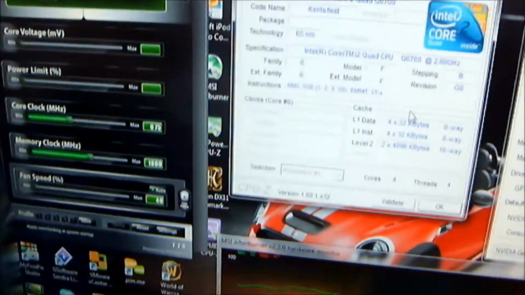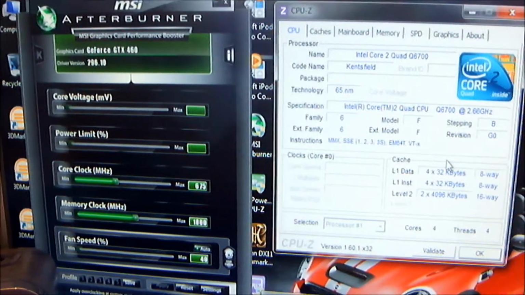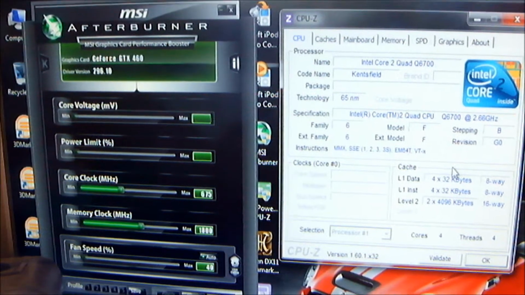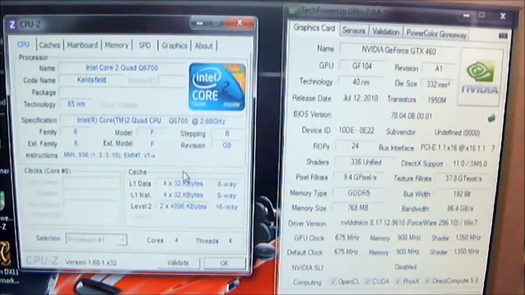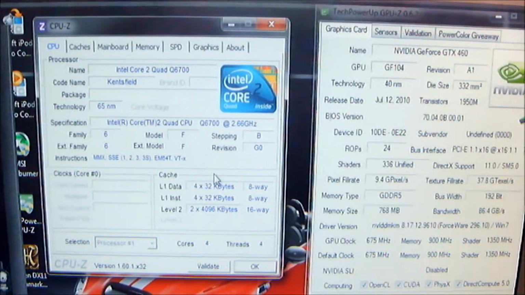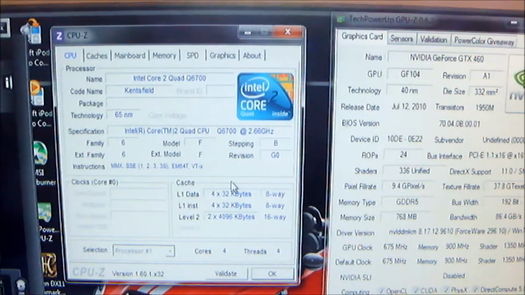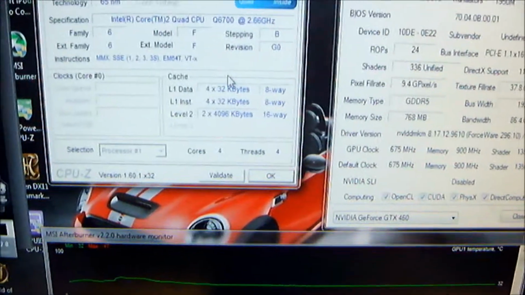Okay, and the comparison machine is my old rig, which is an Intel Core 2 quad Kensfield with a GTX 460 in SLI.